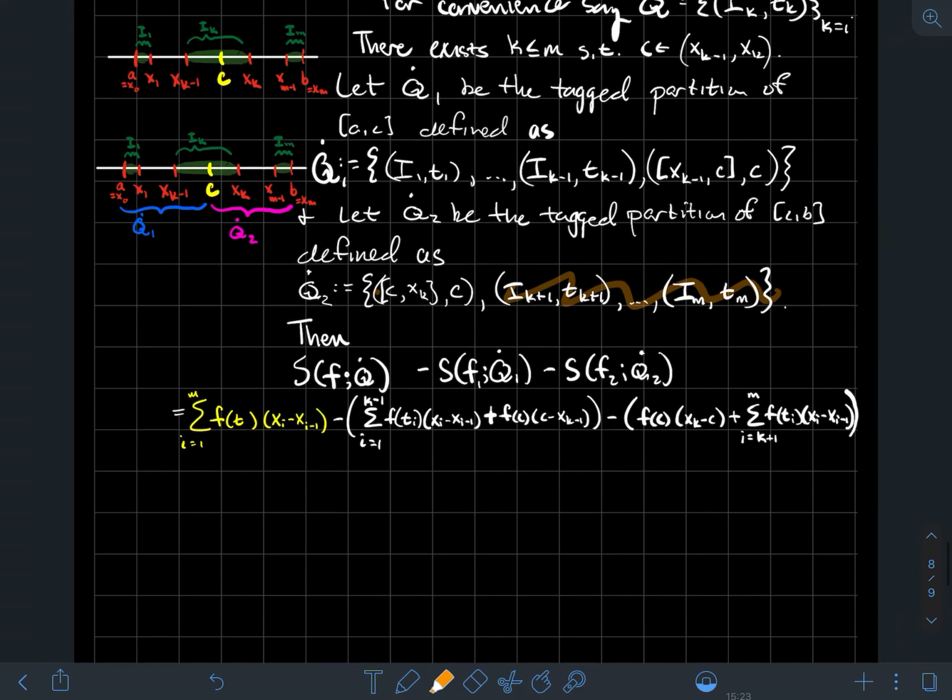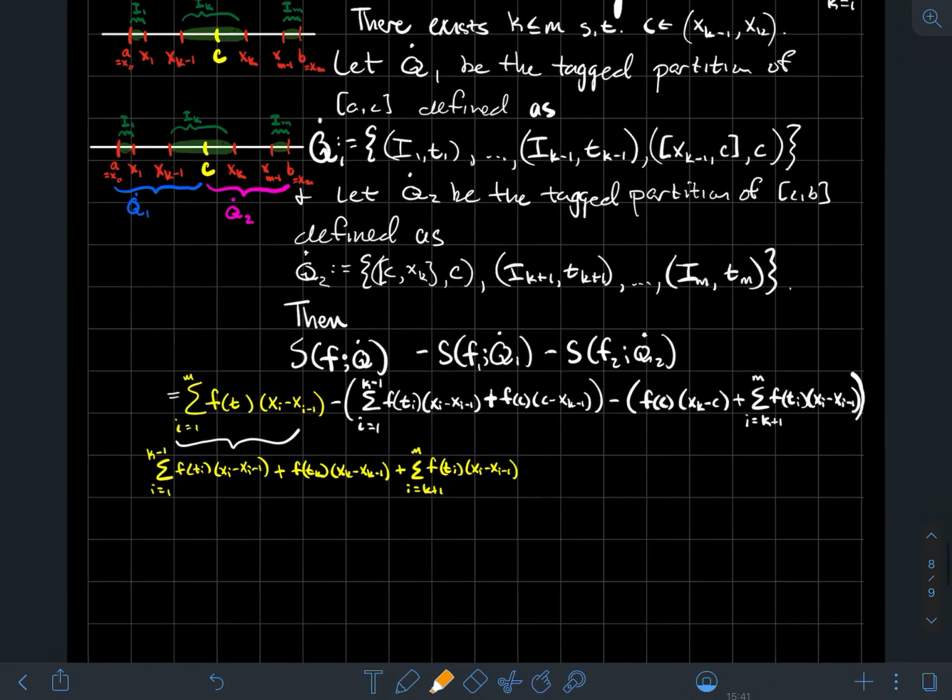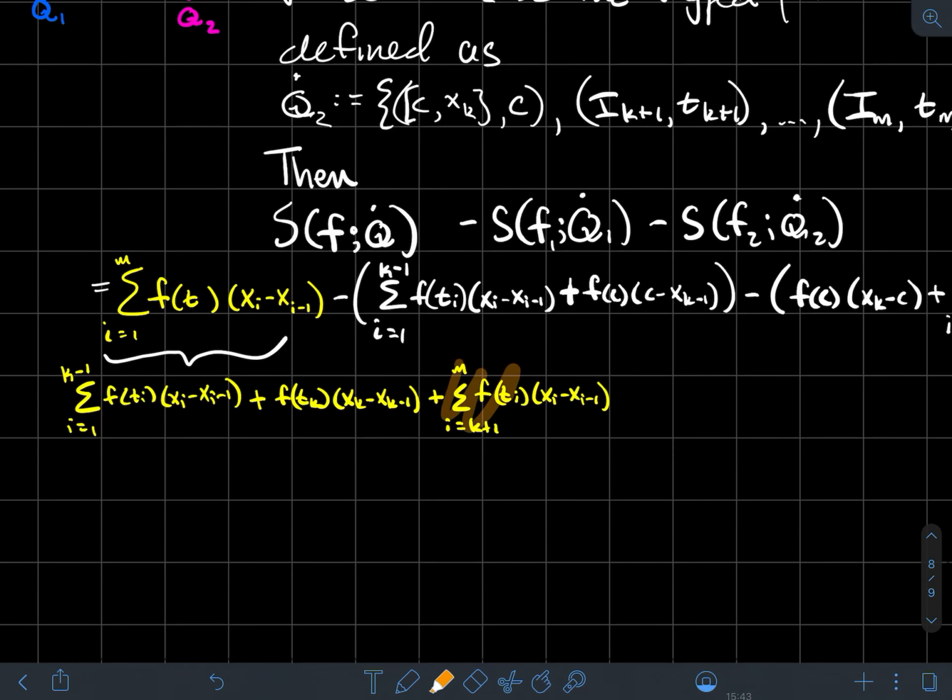Now what I want to notice, I want to play around with some of those a little bit. What I'm going to do is pull off the kth piece. So when I say that, I'm going to split the sum into these three pieces here. I've got the sum up till I get to k minus 1. I pull off the kth piece right there. So f of tk times xk minus xk minus 1, maybe I could zoom in a little bit. And then plus, these are the terms that have an index k plus 1 all the way up to m.